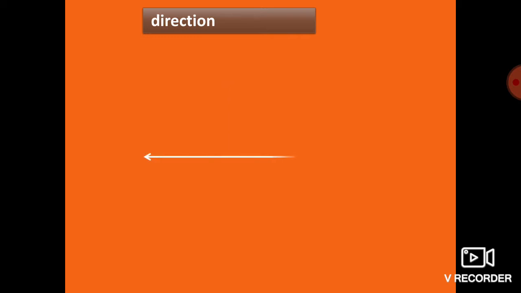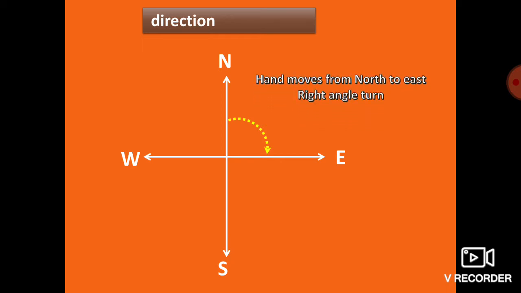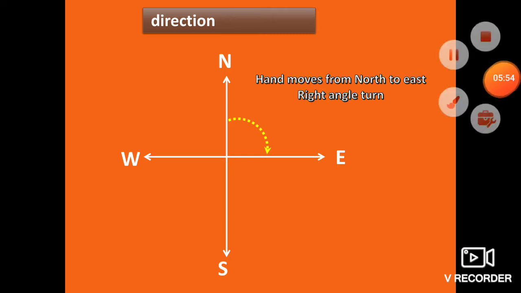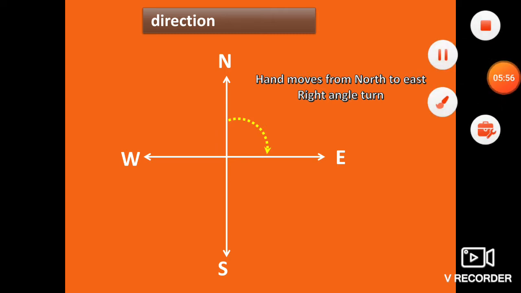Here we marked the directions again. Then the hand moves from north to east. We know this is a right angle. Hand moves from north to east, that is a right angle turn. This is a right angle turn.